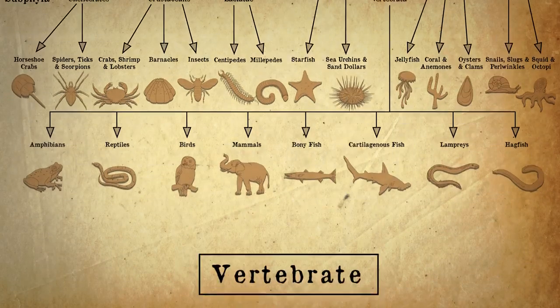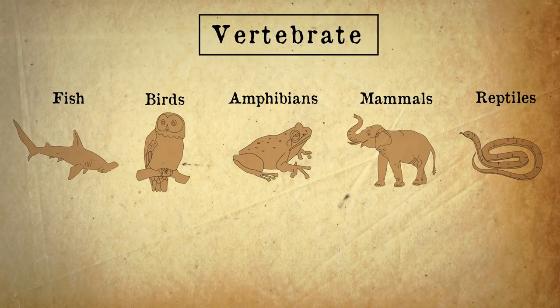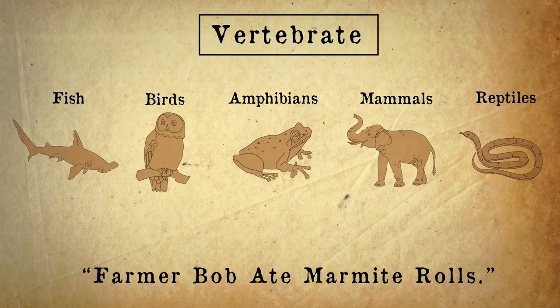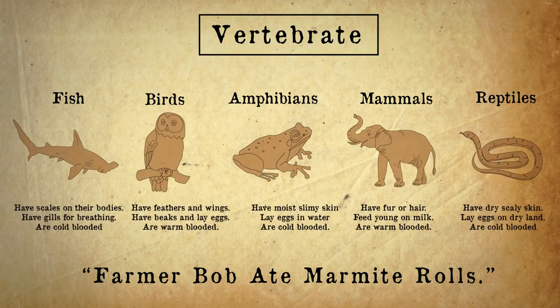Let's have a look at the vertebrates in more detail. There are many different classes of vertebrate, but the 5 most well-known ones are the fish, birds, amphibians, mammals, and reptiles. Again, make up a little acronym to help you remember. Farmer Bob ate marmite rolls. Each class has different characteristics that define them. Like mammals, which have fur or hair, feed their young on milk, and are warm-blooded. Pause the video and have a look at what the difference is for each of these 5 common vertebrate classes.